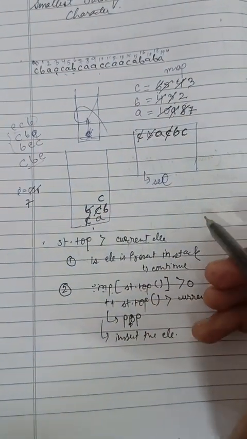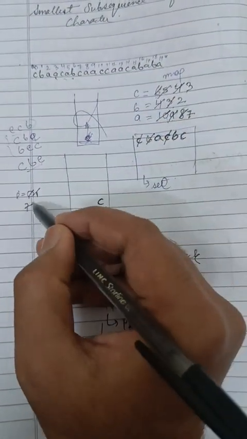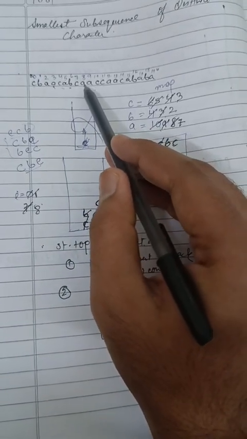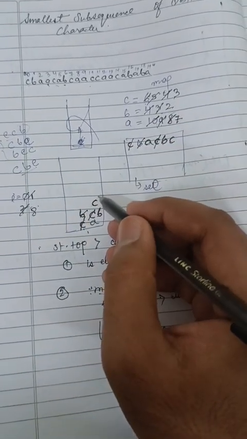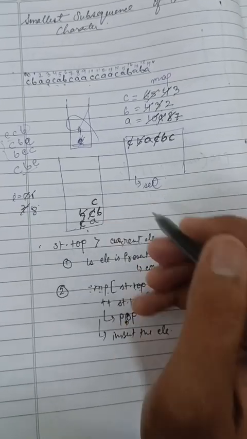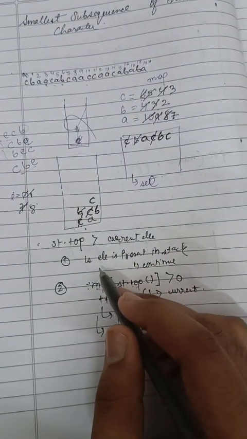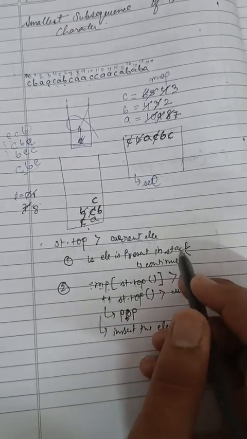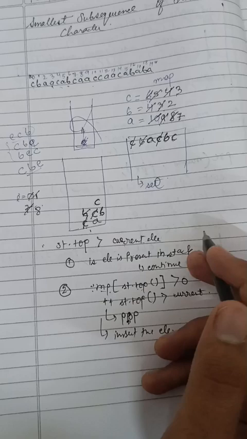Okay, so now we are on 8. All right, now we are on 8. So it is A. So A is smaller than C, right? So first and foremost we will check it is already present in stack. Yes, it is already present, so we will simply continue.